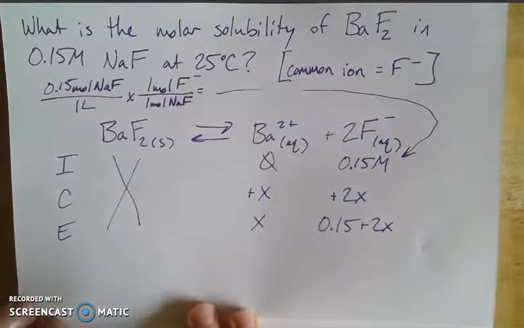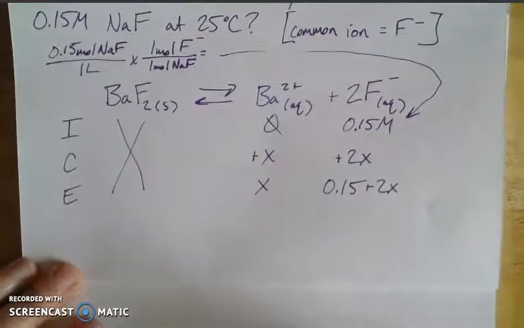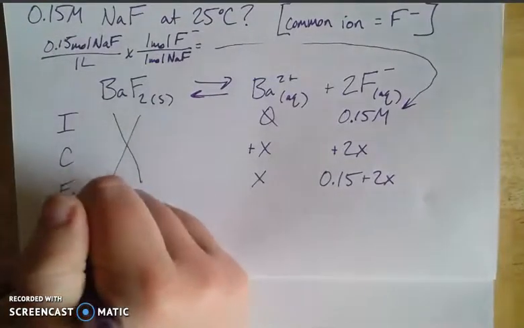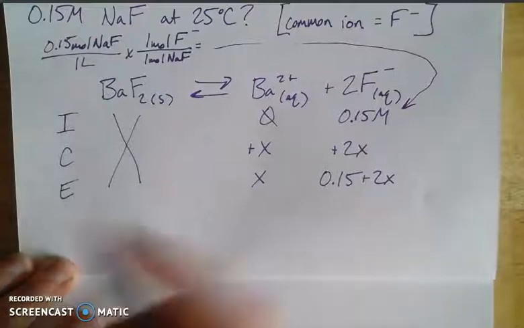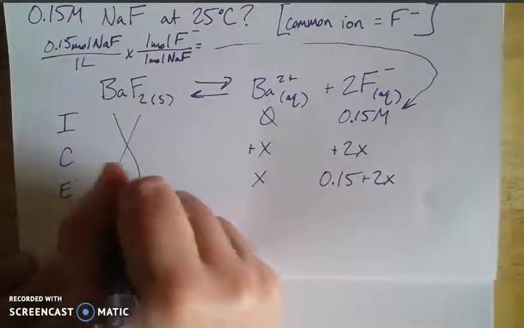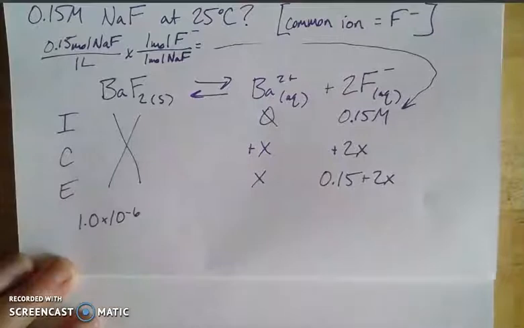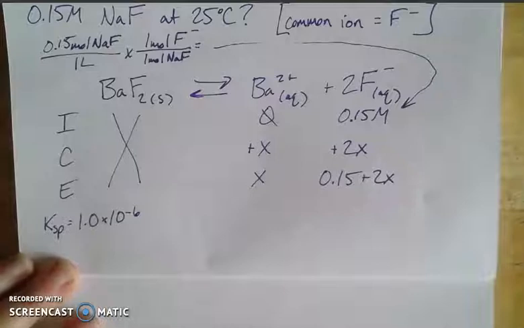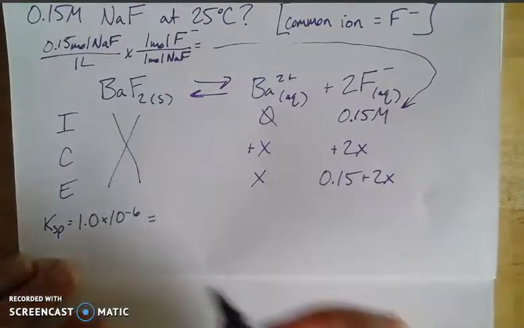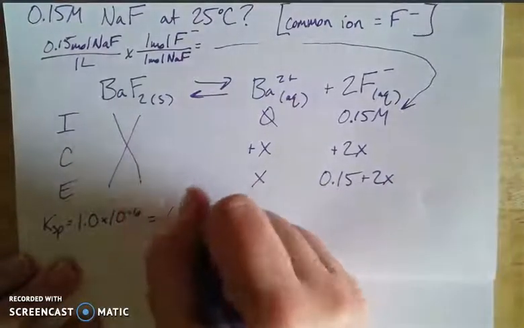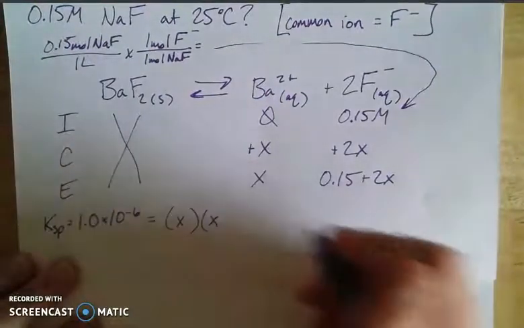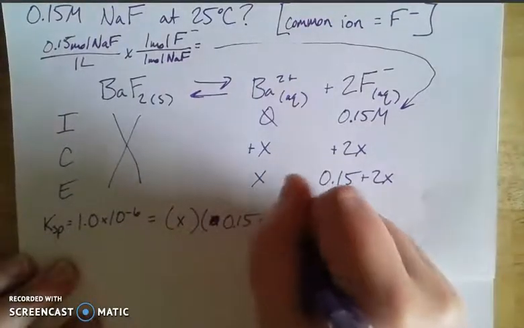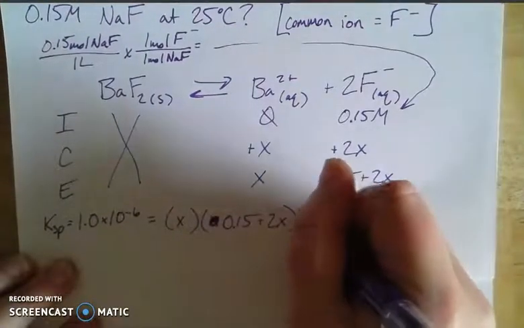All right. Now this kind of changes my math a little bit. My Ksp value is the same, right? This was given in our first problem. So that's that 1.0 times 10 to the negative 6th. There's my Ksp at 25 degrees Celsius. And that's now going to be equal to my X times my 0.15 plus 2X, squared.